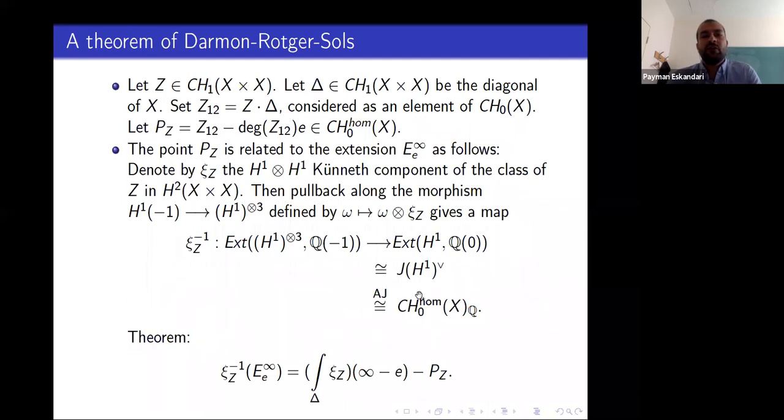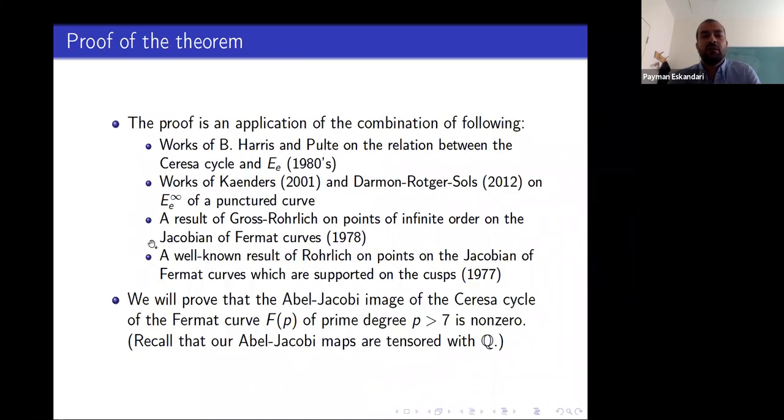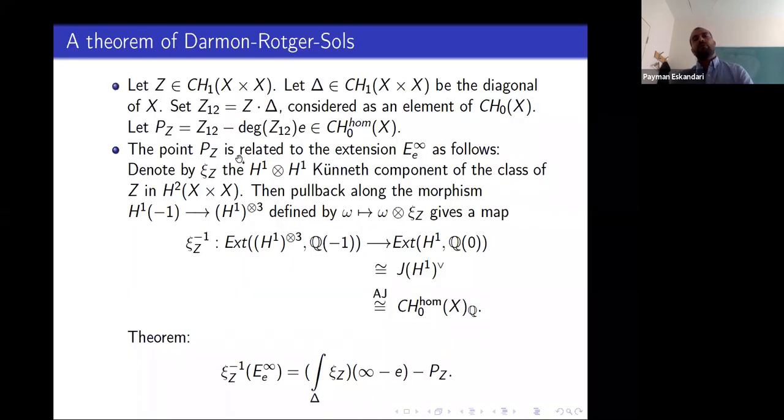So the way I've organized this argument is that anytime we need one of these results, I'm going to remind us of that result first, and then I'm going to use it to get what we want. So the first thing to recall is the theorem of Darmon-Rotger-Sols. So here's the theorem.